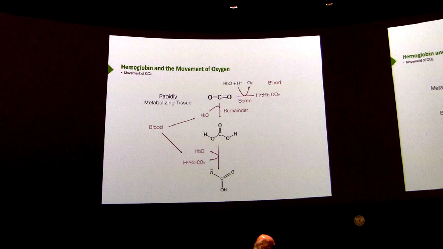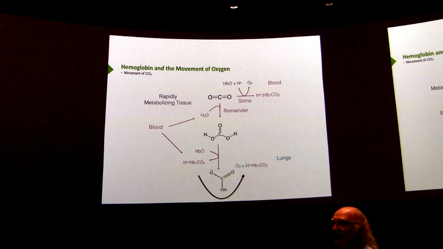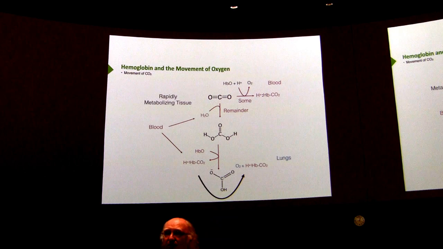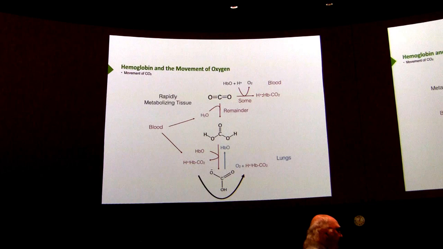So rapidly metabolizing cells are releasing carbon dioxide. Carbon dioxide is making carbonic acid. Carbonic acid releases protons, and those rapidly metabolizing cells see a pH drop. When that molecule makes it back to the lungs, hemoglobin carrying the carbon dioxide, oxygen, as I said, forces itself on. We can see that happening, moving towards the right. We see oxygen coming into play. That oxygen has a blue molecule. We see the blue indicating what's happening in the lungs. That hemoglobin that had carbon dioxide lets go of its carbon dioxide and binds to oxygen.